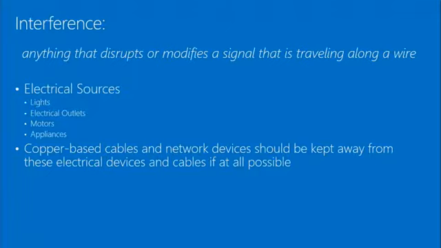Interference could be caused by electrical sources: lights, electrical outlets, motors, appliances. Anything that uses an electrical signal of some kind or a wireless radio signal of some kind can be interfered with. Well, in the case of wireless, I'm thinking walls. Yeah, exactly. Hills, if you're not line of sight, trees, cars, a lot of things.